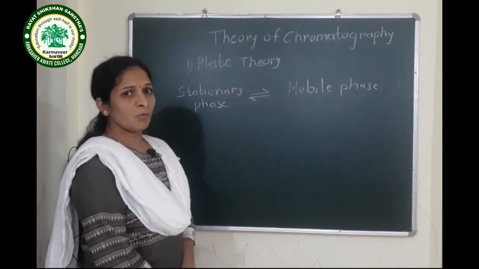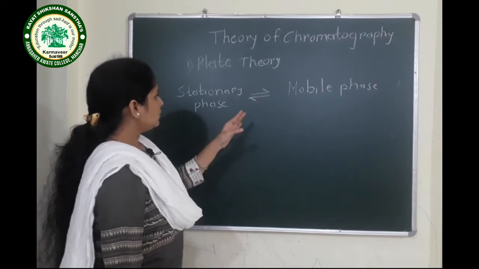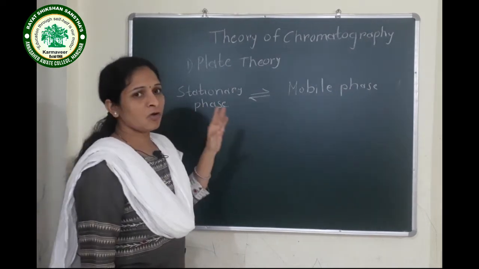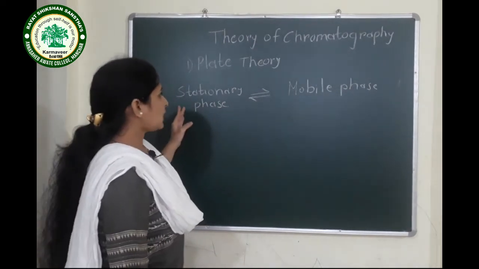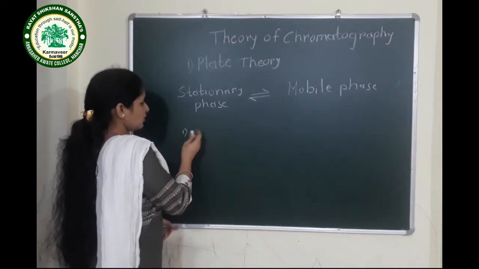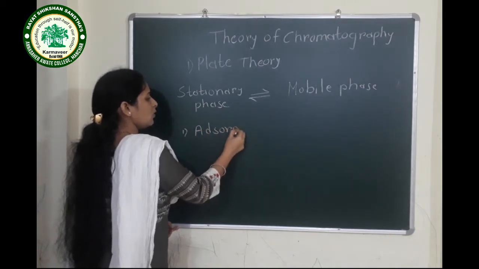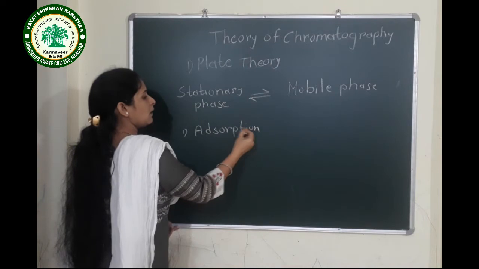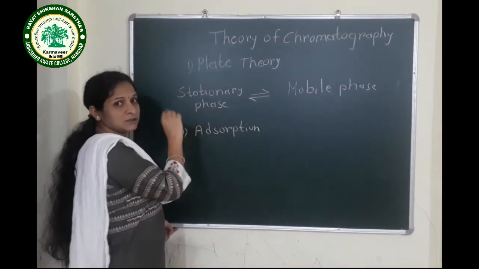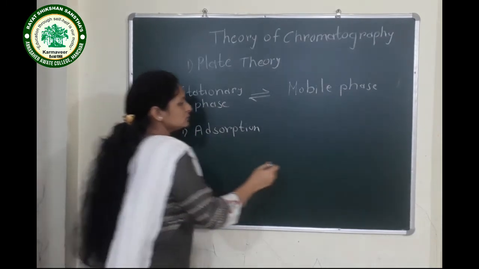When we run the mobile phase over the stationary phase, what happens? As the mobile phase passes over the stationary phase, the components from the mobile phase get transferred to the stationary phase. That process is called adsorption. Now what is adsorption? When the components from the mobile phase are transferred to the stationary phase, that process is called adsorption.